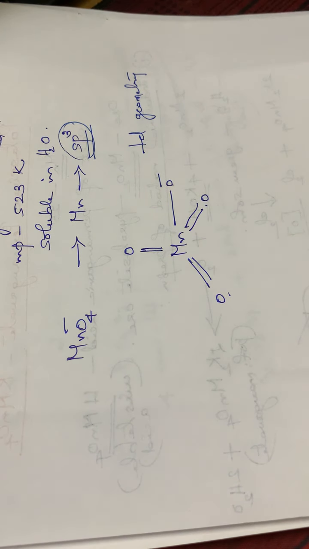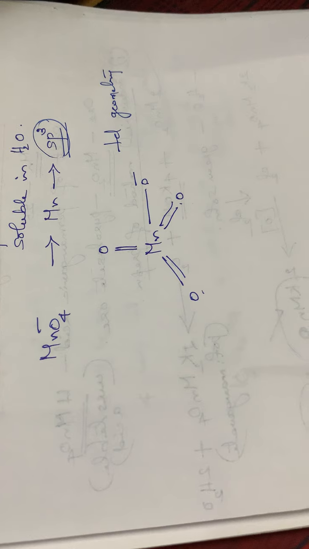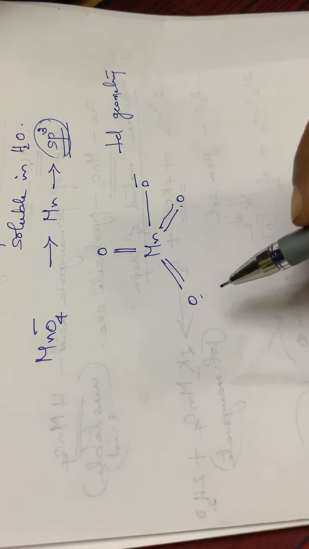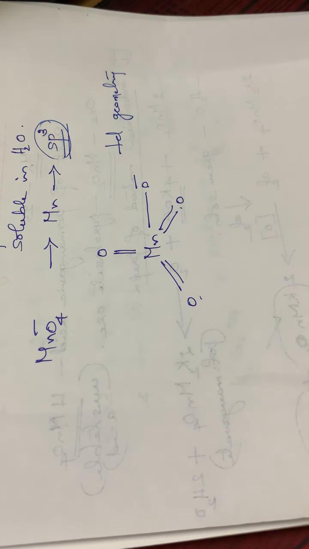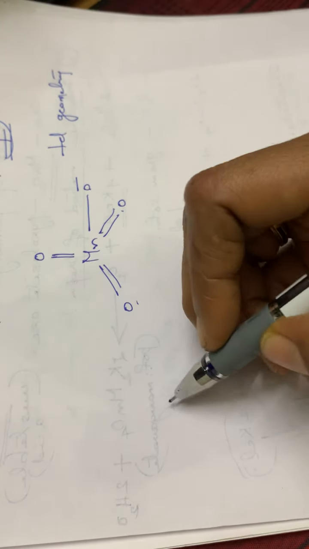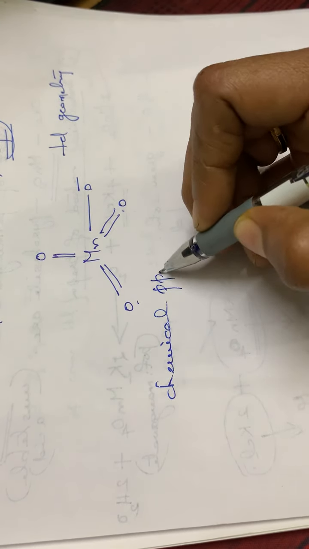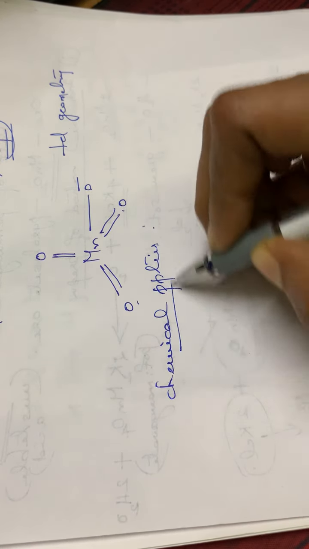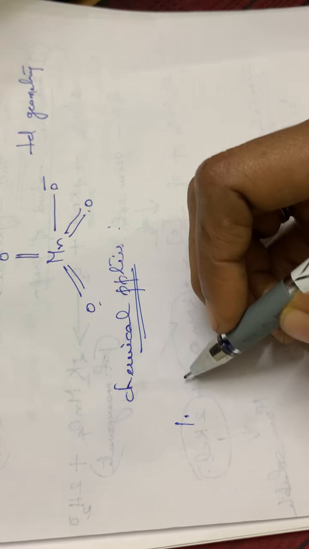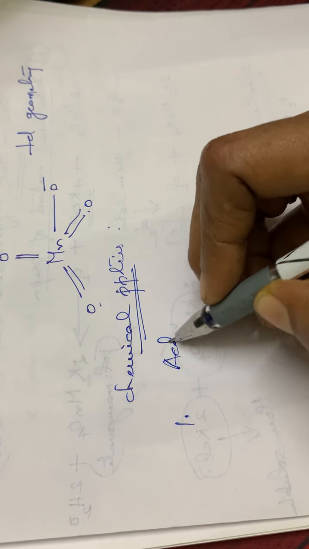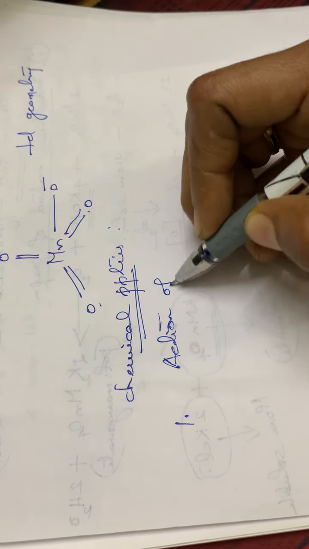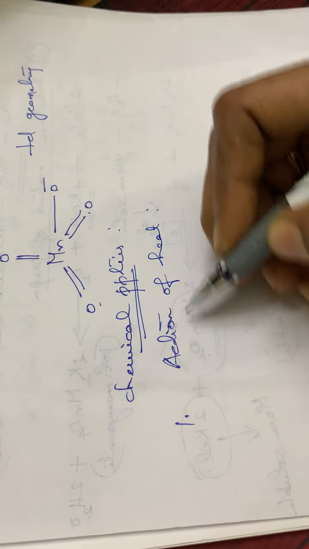Okay, then the next is the chemical properties. Hope you are clear with this geometry. You have to study both the structure of dichromate as well as potassium permanganate. Then the next is the chemical properties. See, first reaction, action of heat.